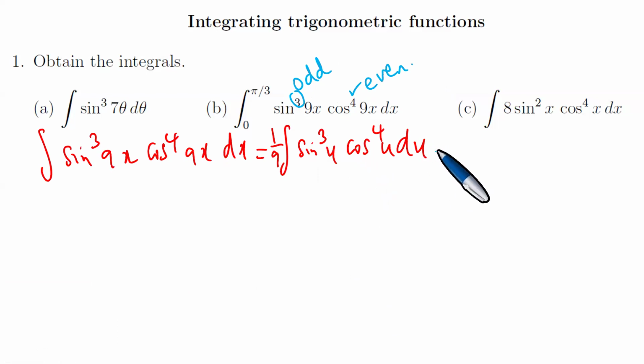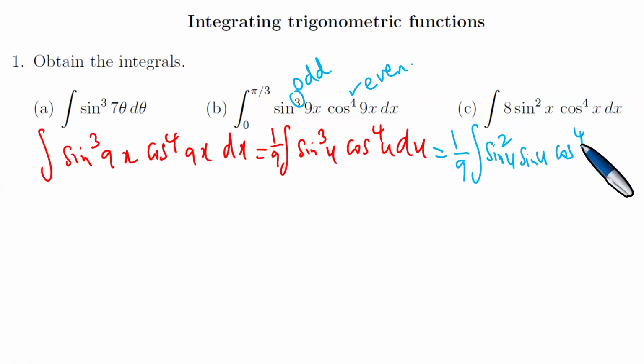So this is the strategy: break down the odd power. We're going to have 1/9 the integral of, look at the odd power, forget the even, and break it down. If we do the breaking down, we break it into sine squared of u, sine of u, cosine to the 4th power of u, du. We're good.